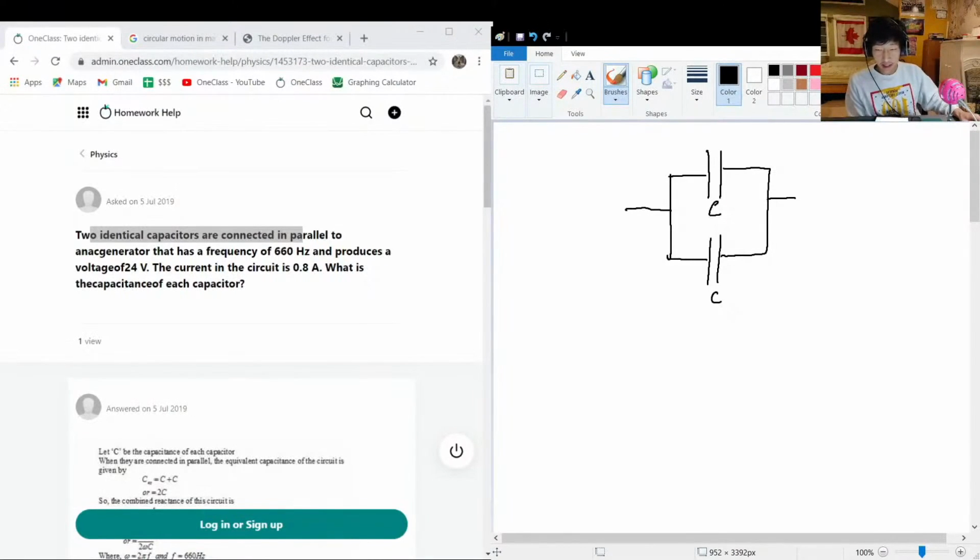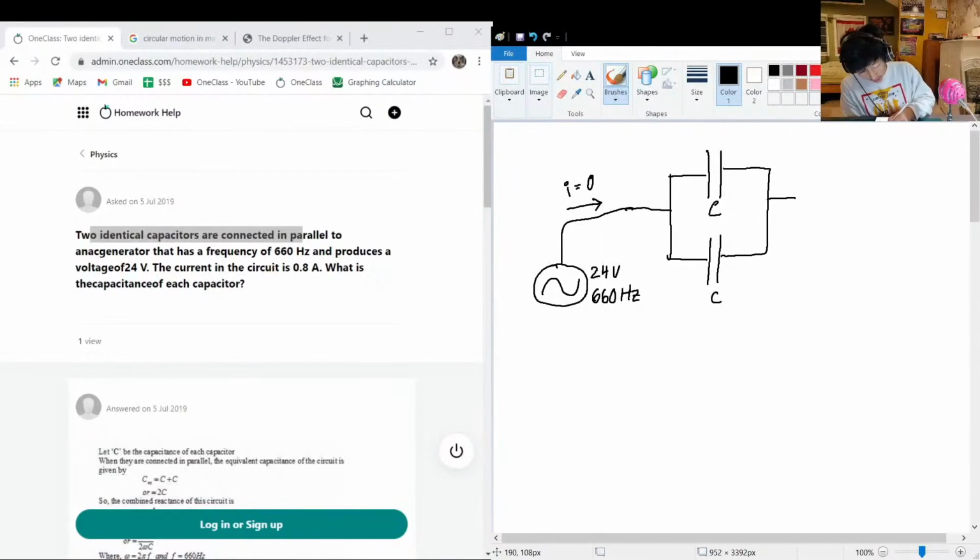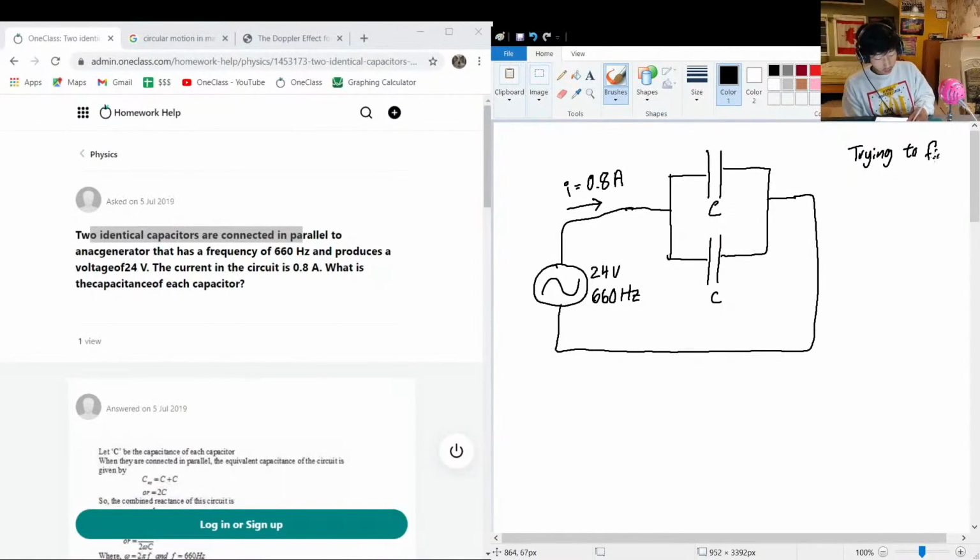And we have an AC voltage source. AC voltage sources, typically you draw them like this. And we know that this is going to be 24 volts. It's going to have an AC frequency of 660 Hertz. And the current going through this whole circuit is 0.8 amperes. So let's call this I is equal to 0.8 amps. Now we're trying to find the values of capacitors. So this is a diagram of all the necessary information that we can extract from the question.